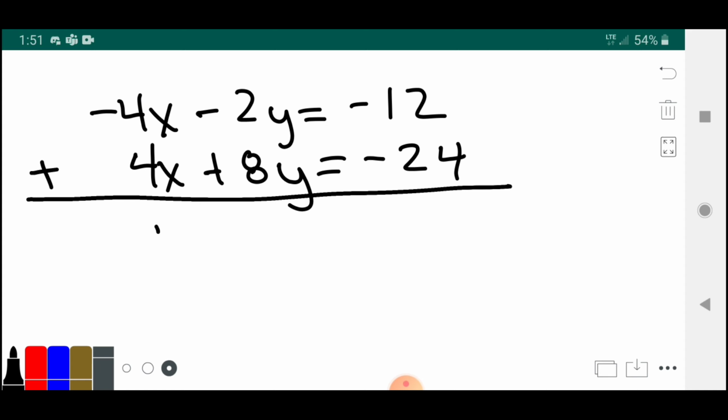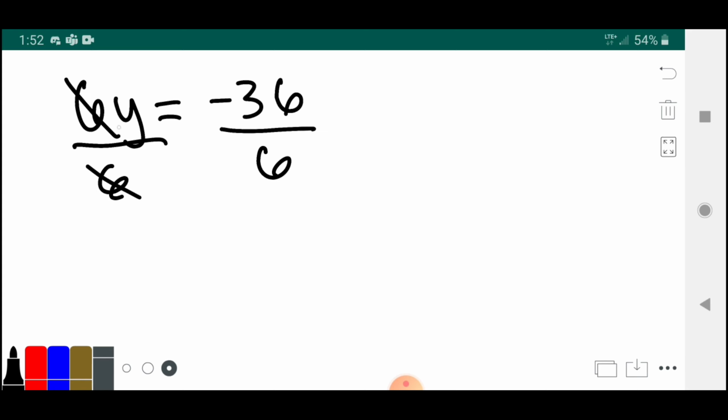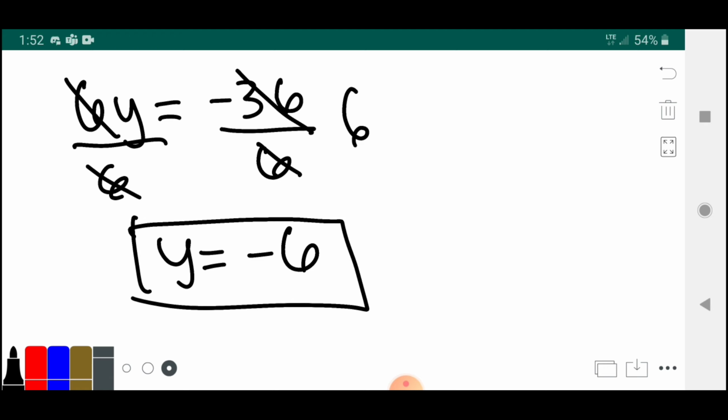The two x elements will give us 0, and the negative 2y and 8y will give us 6y. Negative 12 plus negative 24 is going to be negative 36. We now have 6y equals negative 36, a single variable equation. We can solve for y. We can divide both sides by 6, which on the left will cancel out the 6's, leaving us with y, and on the right, negative 36 divided by 6 is equal to negative 6. We are now left with y equals negative 6.